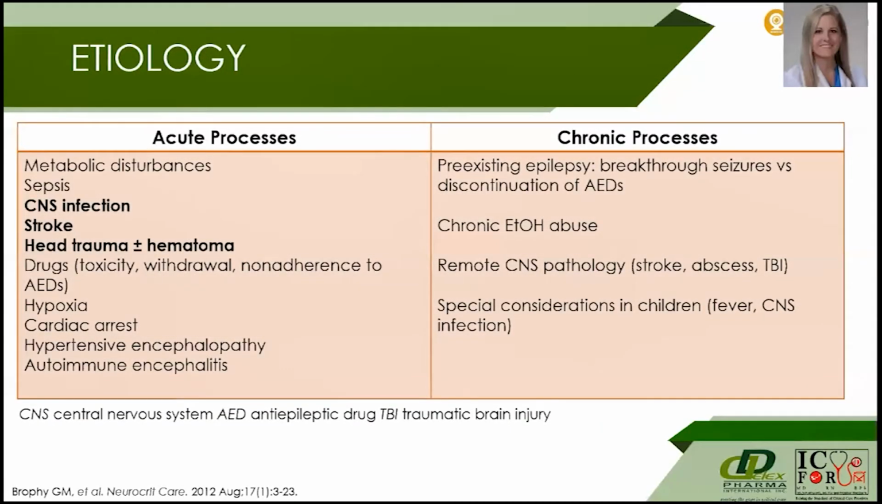Now, there are several etiologies that could lead to refractory seizures or seizures alone. In the ICU, we typically think of CNS infections, stroke, acute head trauma with or without hematoma, but we also do consider drug toxicities, seizures after cardiac arrest, patients with autoimmune encephalitis, septic patients, and then there's also patients with more chronic processes that lead to seizure, like chronic alcohol abuse, and other CNS pathologies.